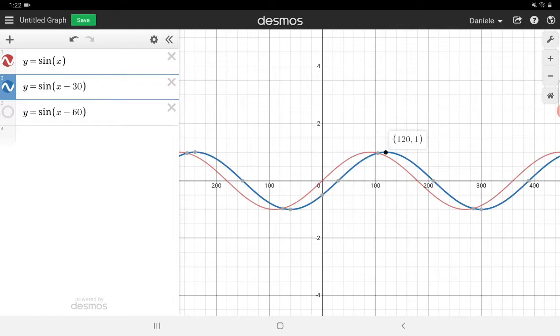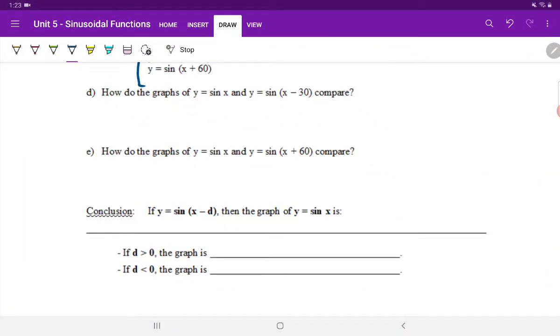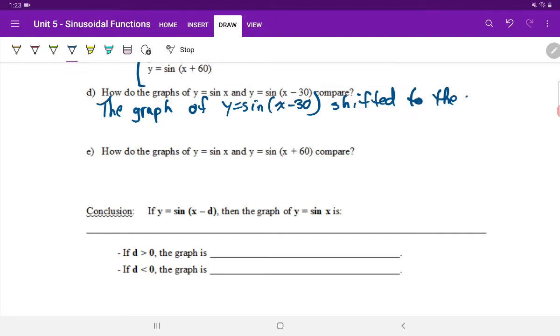So what would you say happened here? Would you say something along the lines that because we went from 90 to 120 on the x-axis, it's clearly shifting to the right, and it's shifting to the right 30 degrees. Okay, 30 degrees. So when it says x minus 30, the graph shifted to the right. So the graph of y equals sine times x minus 30 shifted to the right 30 degrees.